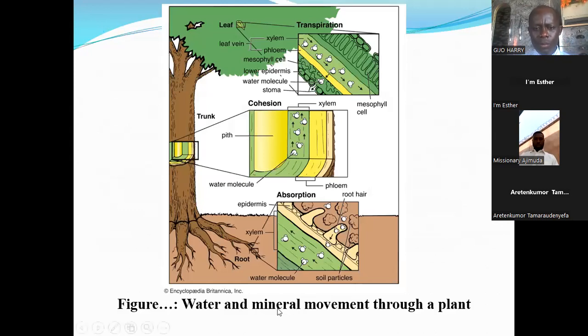We have looked at how water is absorbed from the roots, and then the pull of transpiration pulls water from the roots upward. And this is also facilitated by the cohesion water has for each other and its adhesion to the walls of the xylem vessels. So they adhere to the walls of the xylem vessels and they cohere to each other. And this helps to pull the water upwards.